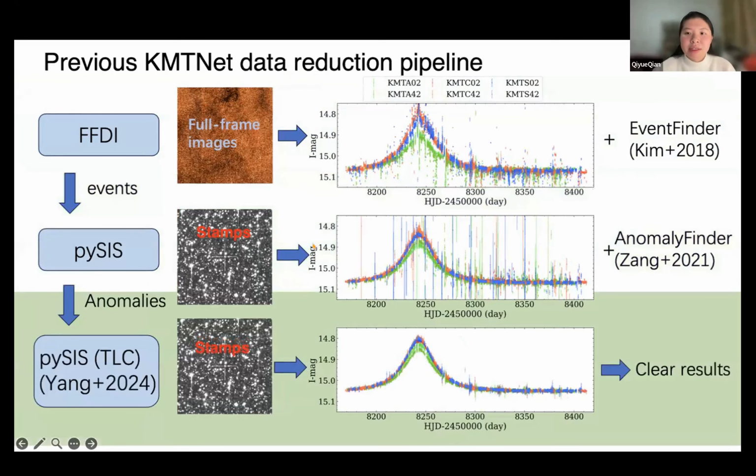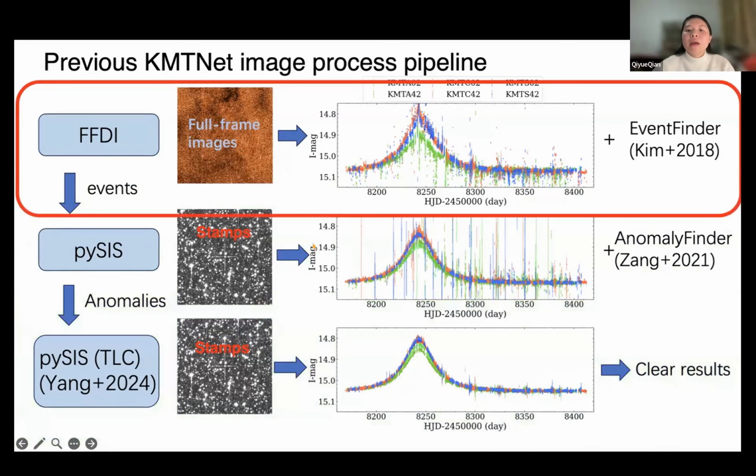And for these anomalies, they reduce the image again by pySIS turnaround, which is improved recently by Hongjin Yang. And this step can produce the most precise and stable light curves. The pipeline is sensitive for the bound planet detection because the microlensing signals of their host stars typically last for tens of days, which can still be detected as a new event in the first step.